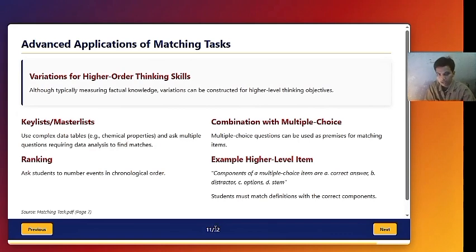The second one is ranking. This one asks students to number events, for example events in chronological order or steps. And then combination with multiple choice. This one is a bit complicated because a multiple choice question can be used as premises for matching items. So a student must answer the MCQ first, and then they can continue with the matching task. For example, this one is one of the components is, and then a blank. This is the correct answer. A correct answer, B structure, C option, and D stem. So a student must match the definition with the correct components.